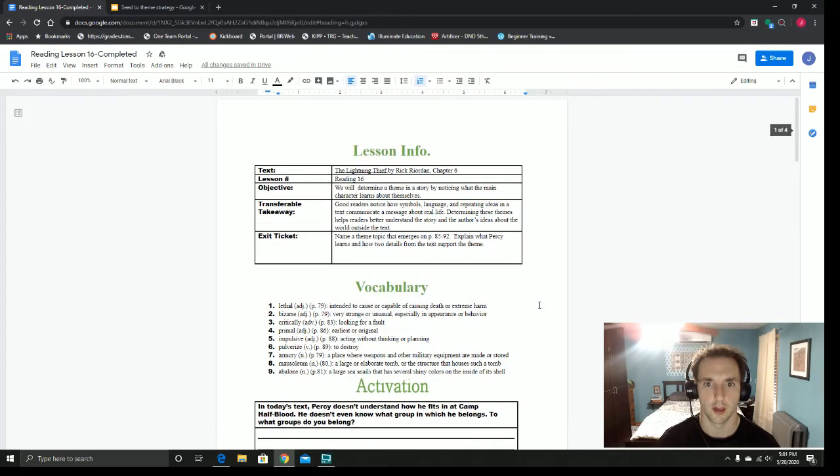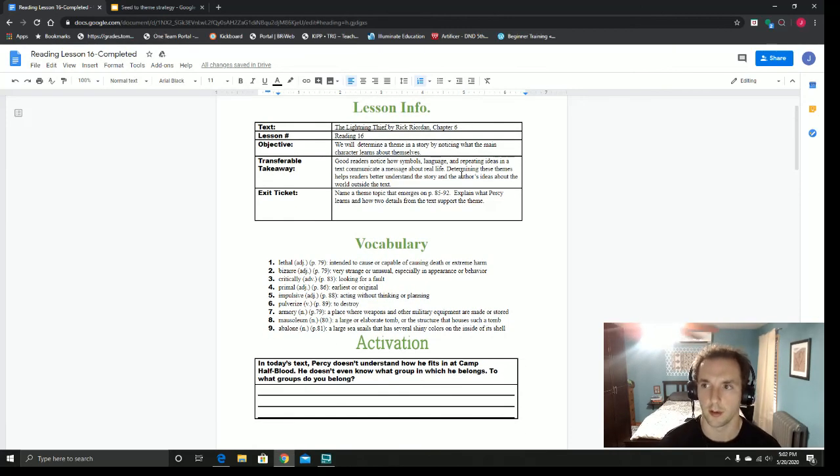So, like I said, today we are working with the Lightning Thief, chapter 6. So make sure that you've already read that, either by watching the video and reading along or reading it on your own. Our goal today is we're going to determine a theme in a story by noticing what the main character learns about themselves.